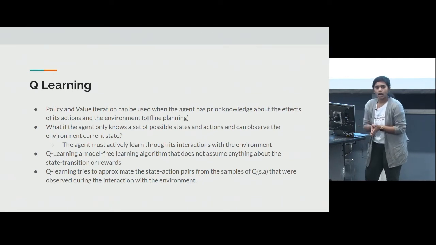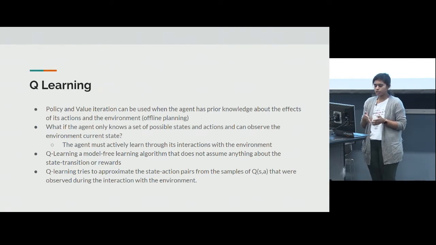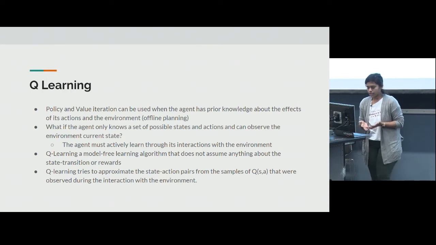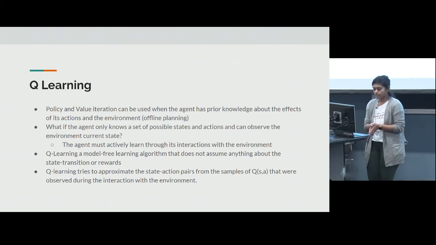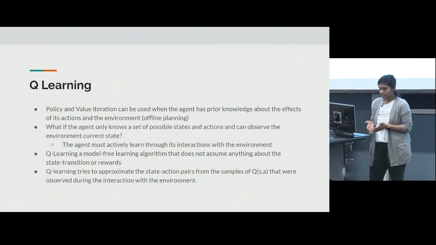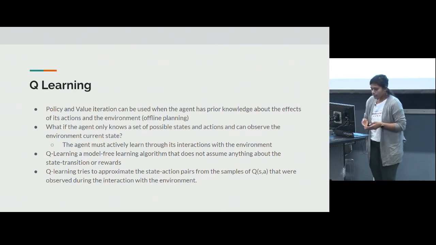So in this case, we go to learning paradigms like Q-learning, where the agent must actively learn through its interactions with the environment. And Q-learning is a model-free learning algorithm that does not assume anything about the state transition. Like we spoke before about what model-free learning is. In model-free learning paradigms, the agent will not try to explicitly model the environment state transition or the reward functions. What it will try to do is directly derive an optimal policy from the interactions with the environment. In model-based learning, on the other hand, the agent will interact with the environment, and from the history of these interactions, it will try to approximate the environment state transition and reward model. So Q-learning is a form of model-free learning.